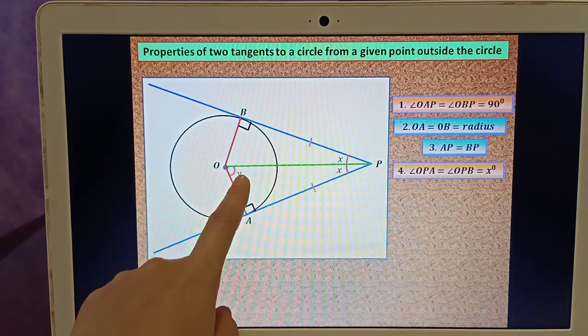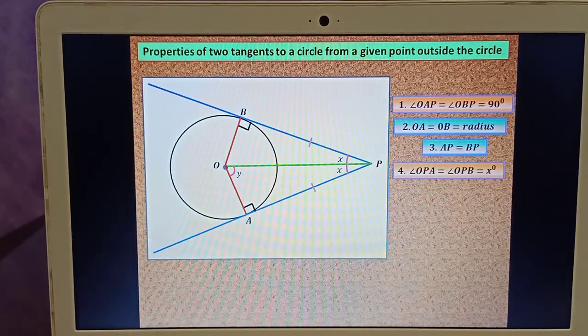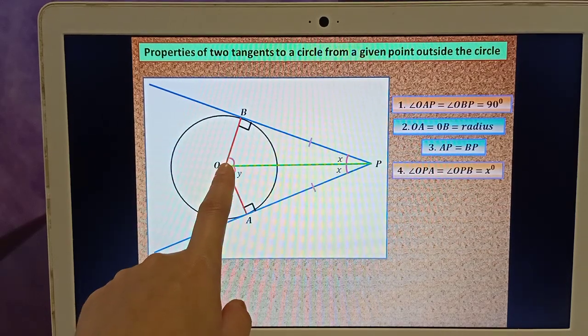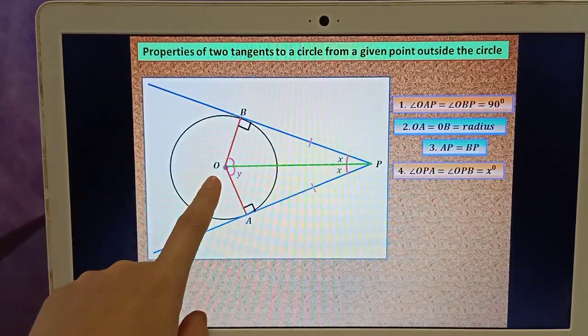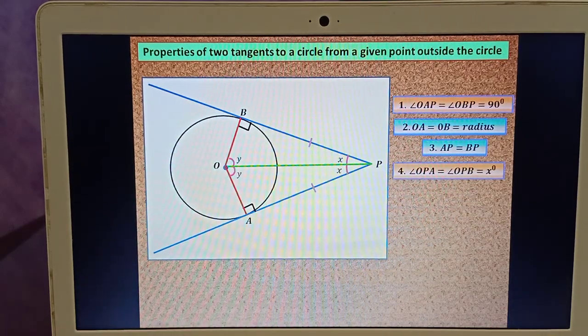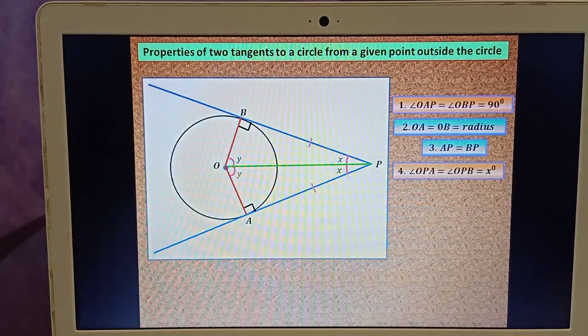How about this angle? Angle AOP. Y is actually equal to angle BOP here. This one is also Y. So these two angles are also equal if this is the case. This is what I explained just now.